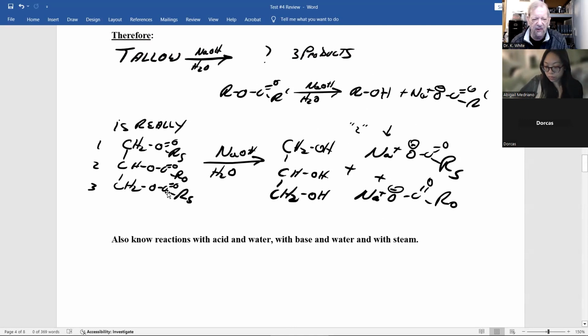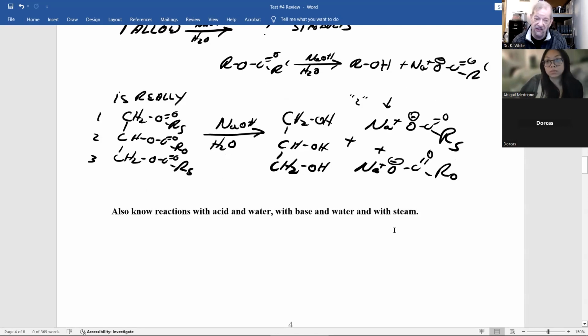Now, you should be able to do the same reaction with acid and water. I've done it with base and also steam. The only difference is instead of R prime and R double prime, you get R sub S and R sub O. And the company I worked at, we did it with steam, to the tune of 2 to 3 million pounds every week. That's big scale.